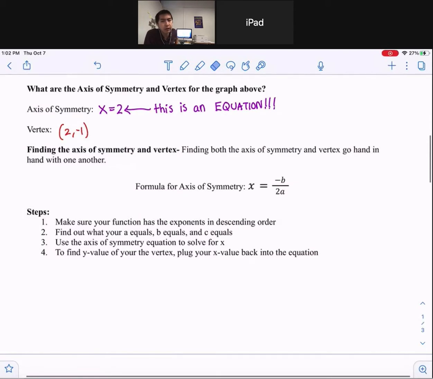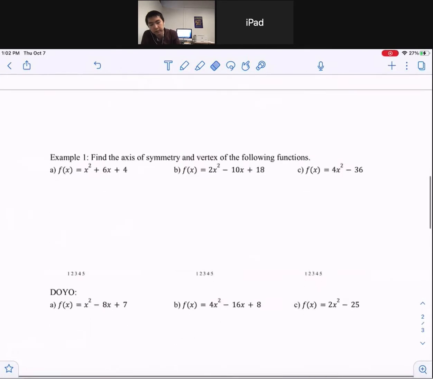Make sure your function has exponents in descending order. Find out what your a equals, b equals, and c equals. Use the axis of symmetry equation to solve for x. To find the y value of your vertex, plug your x value back into the equation. That will help you find your vertex. So let's go to the examples.